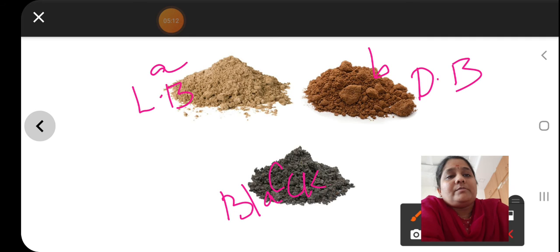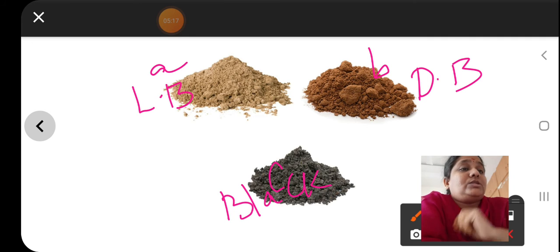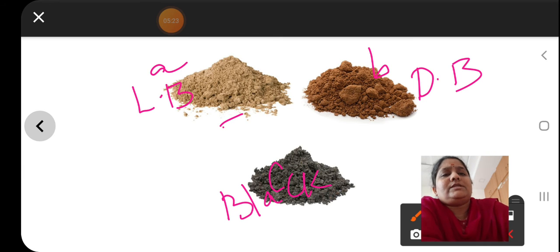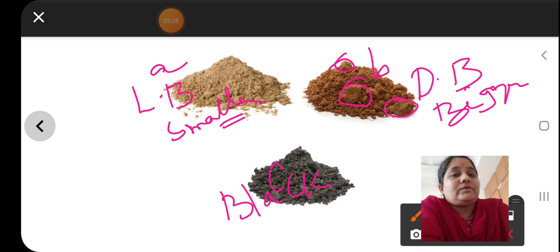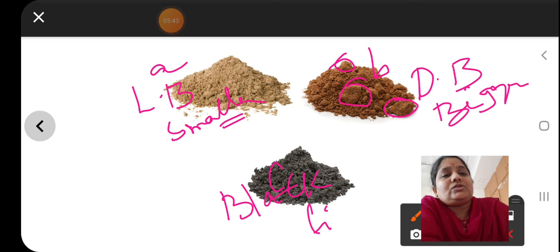Observe these three soils clearly, and now let us try to write about the soil particles. Are they bigger in size or smaller in size? In the first one, if you see, the sand particles are smaller in size, whereas here you can see big particles. So bigger soil particles are present in soil B. Whereas when it comes to soil C, you will find a fine soil.